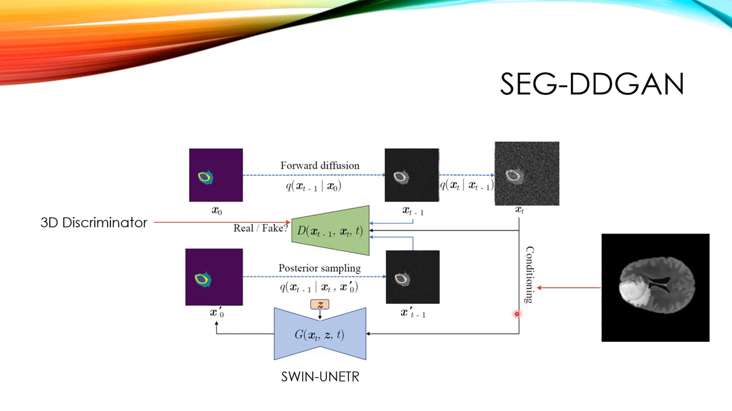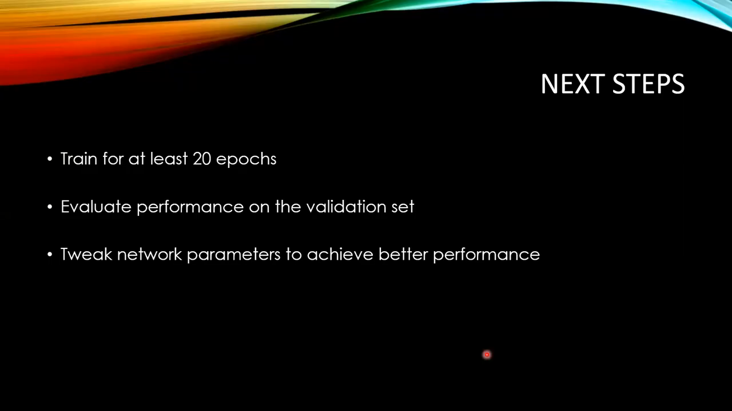The 3D MRI scan is also added as an additional conditioning signal to the generator, since we want specific segmentation masks and we don't want any random ones. And finally, the loss of the generator is also modified to account for the dice loss as well as the adversarial loss. So this is the overall architecture that I implemented.